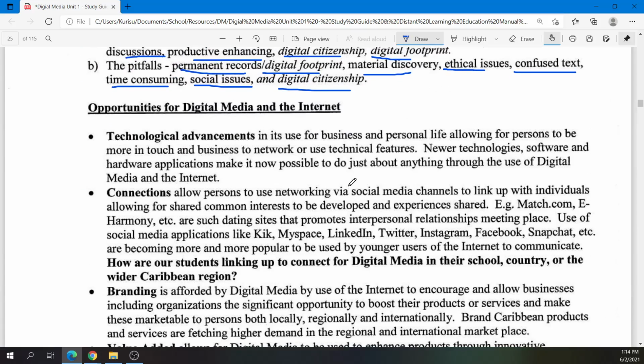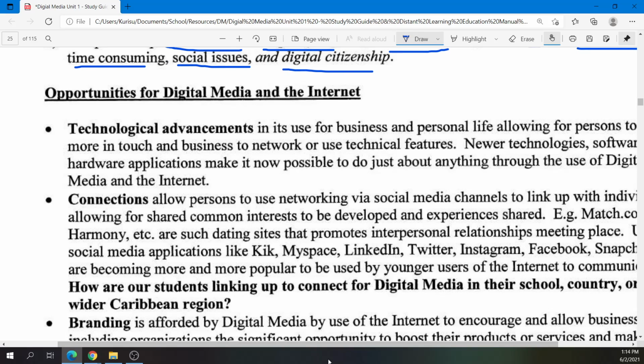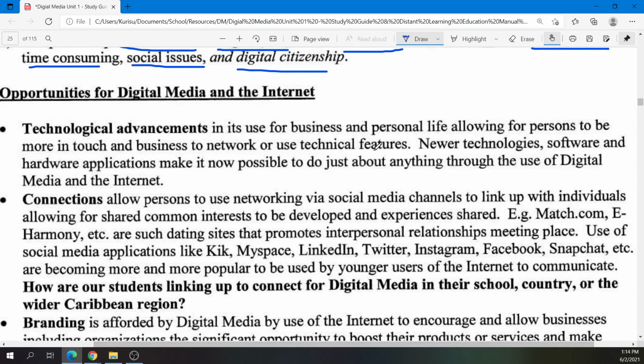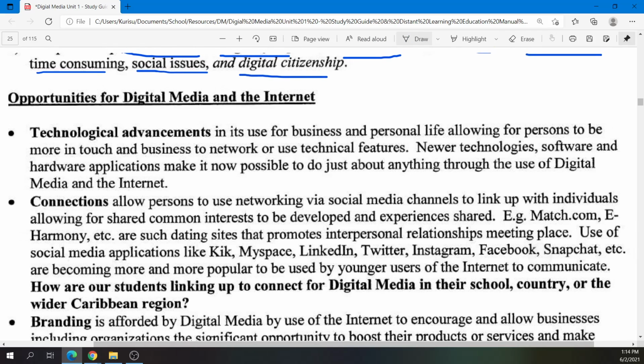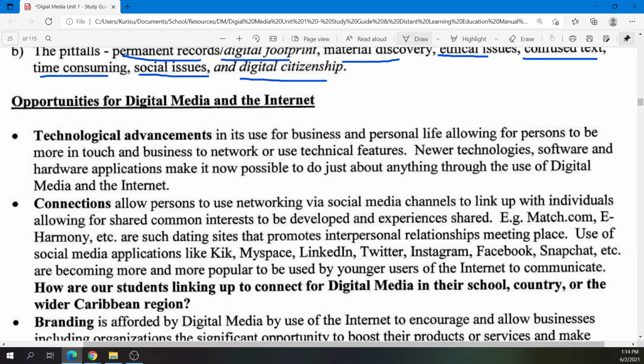So opportunities. The first opportunity is technological advancement. Alia, you can read that for us. Technological advancements in its use for business and personal life, allowing for persons to be more in touch and business to network or use technical features. Newer technologies, software, and hardware applications make it now possible to do just about anything through the use of digital media and the internet. Good.